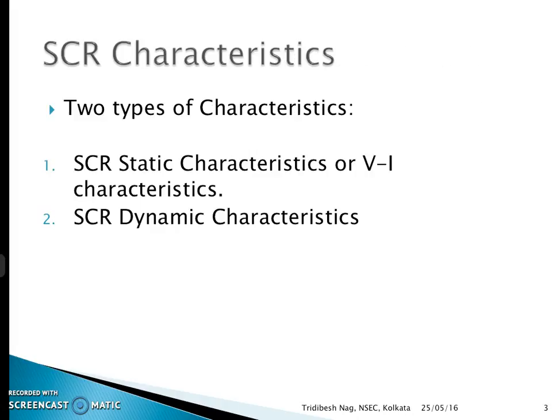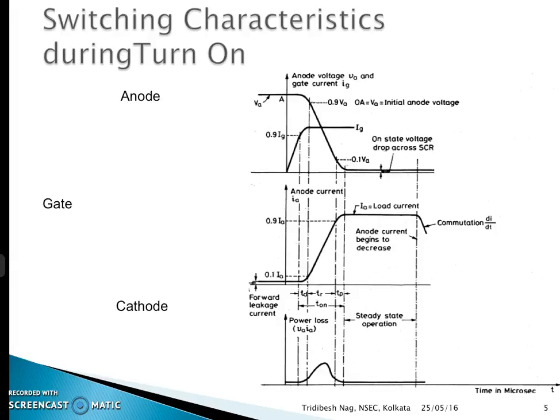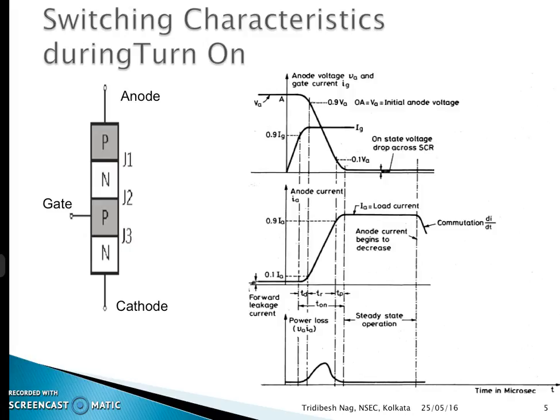I've already told that there are two types of SCR characteristics: the static VI and the SCR dynamic characteristics. In dynamic characteristics, there are again two modes of operation. The first one is the turn on mode, and the second one is the turn off mode. Now first I will go into the switching characteristics during turn on mode, and for this I will take help of the block diagram which I have previously dealt with.